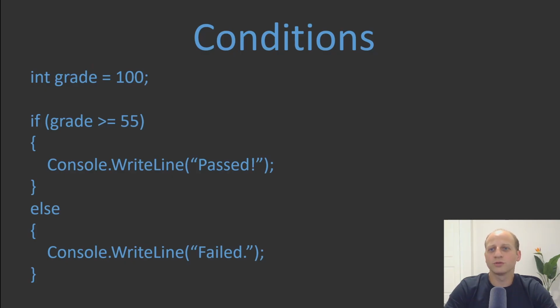Now, what if we want to do different things based on the condition result? For example, print passed if the grade is higher than or equals to 55, and print failed if the grade is lower than 55. To do this, an if command has a continuation named else. In this case, if the condition is evaluated to true, the first block will run, but if the condition is evaluated to false, the else block will run. Just like with the first part of the if, if the else block has a single command, it can be written directly after the else keyword without curly braces.